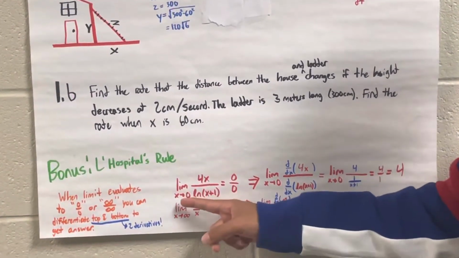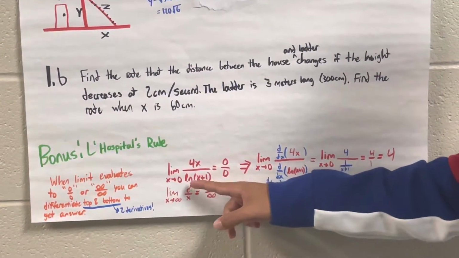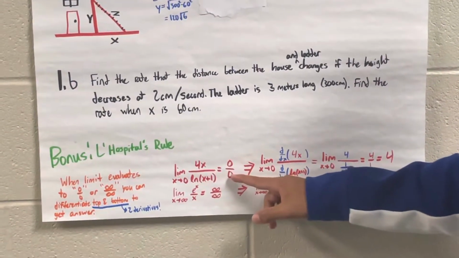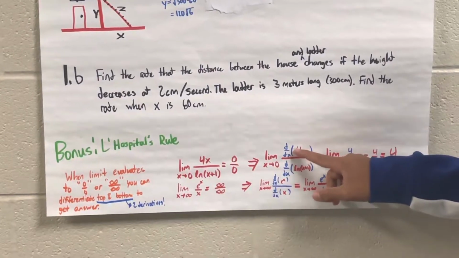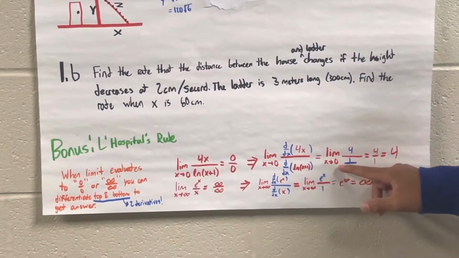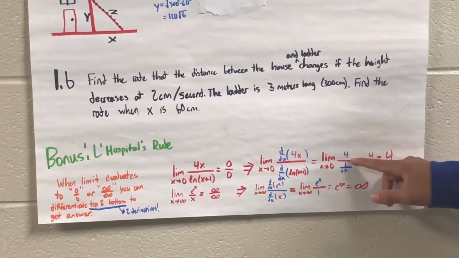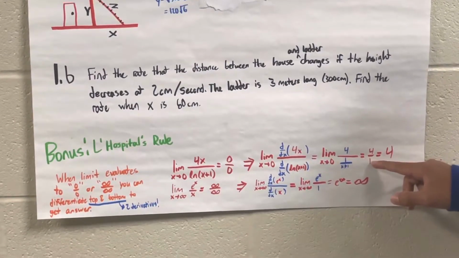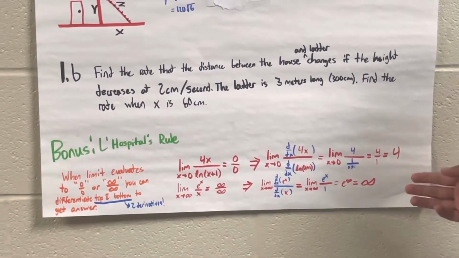So here we have the limit as x approaches 0 of 4x over the natural log of x plus 1. We plug in 0, we're going to get 0 over 0. So if we find the derivative of the numerator and the denominator, and then plug 0 back in, we're going to have 4 over 1 over x plus 1. Plug in 0, it's going to be 4. So then that would be the limit.